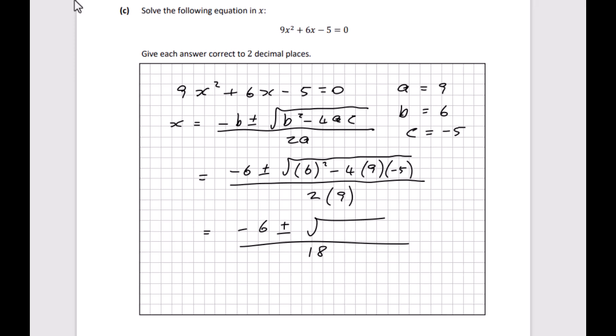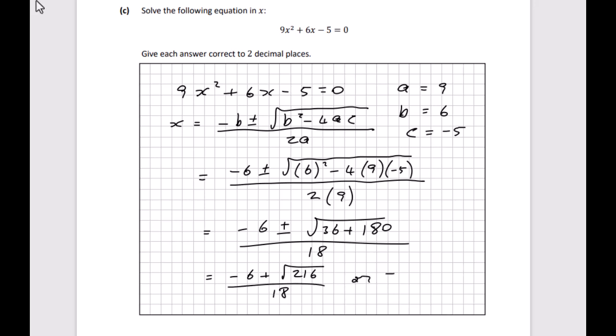Now 6 squared is 36. Here you've got a minus times a plus times a minus. Minus times plus is minus, and then minus times minus is plus. So your answer here should be plus 4 times 5, which is 20, and then 9 times 20, which is 180. Now we've got minus 6 plus the square root of 180 plus 36, which is 216, over 18.